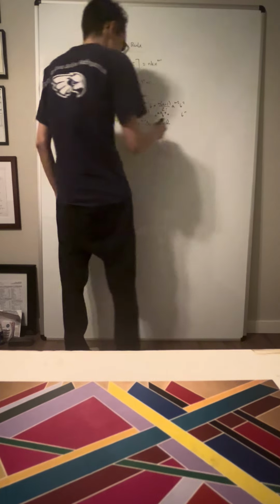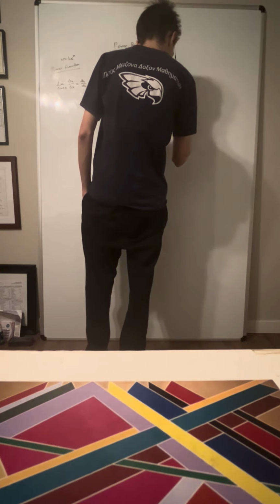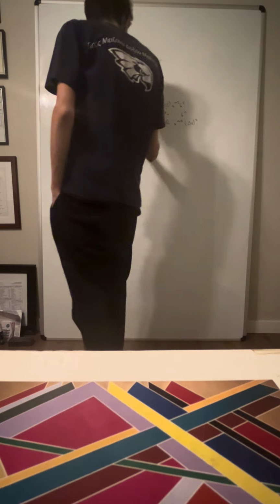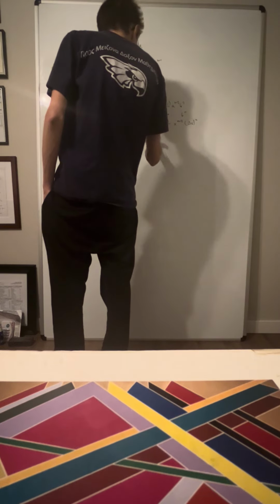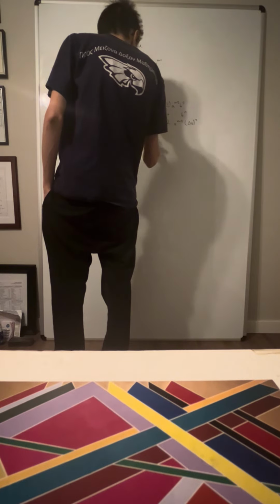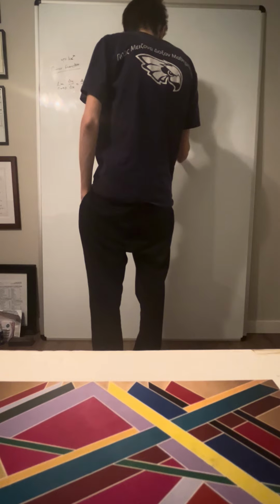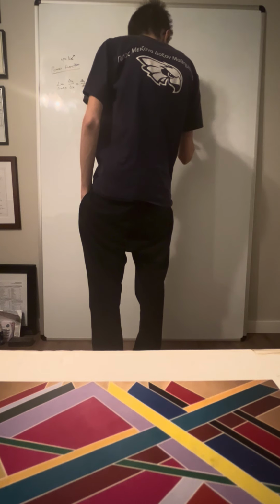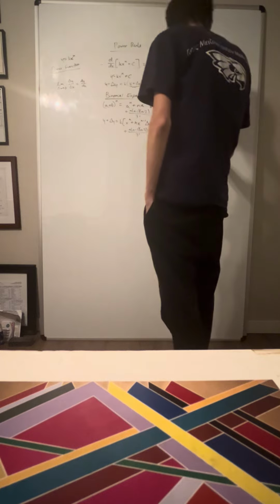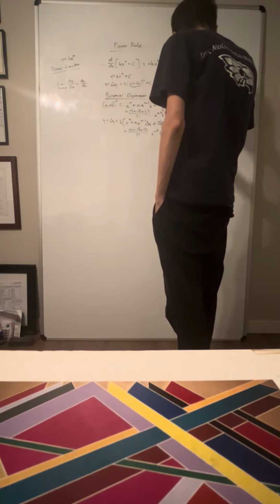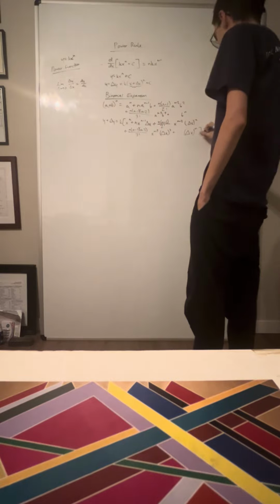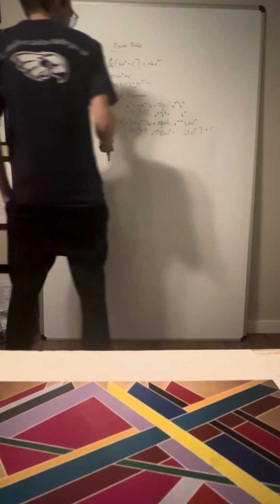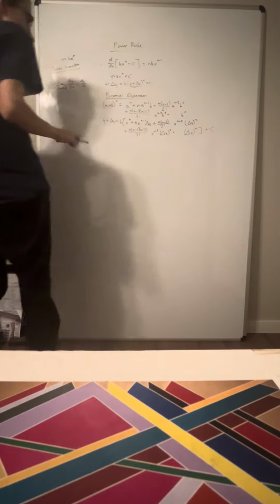So this is over 2 factorial times x to the n minus 2 times delta x squared plus n times n minus 1 times n minus 2 over 3 factorial times x to the n minus 3 times delta x cubed all the way down to delta x to the power of n, and this whole thing plus c, because we have to include the constant there at the end.